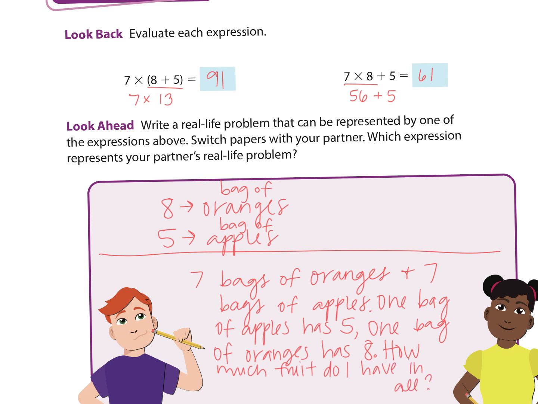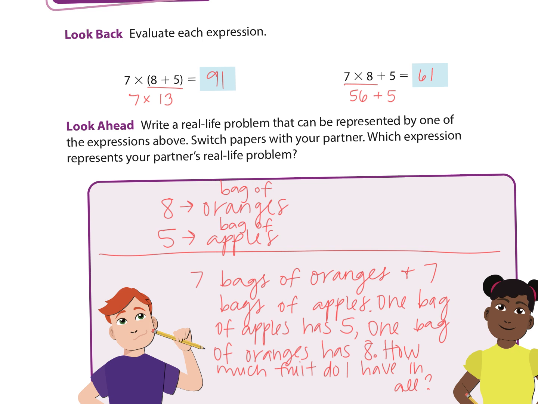So if I solved that question, 7 bags of oranges and 7 bags of apples, 1 bag of apples has 5, 1 bag of oranges has 8. How much fruit do I have in all? Well, if I want 7 bags of each, then I could do 7 times 8, and then I could add that to 7 times 5. That's what we call distributive property, going back a couple lessons ago. Or I could just add the total number of apples and oranges that I would get in 1 bag and then times that by 7. Either way, you end up with 91 total pieces of fruit.